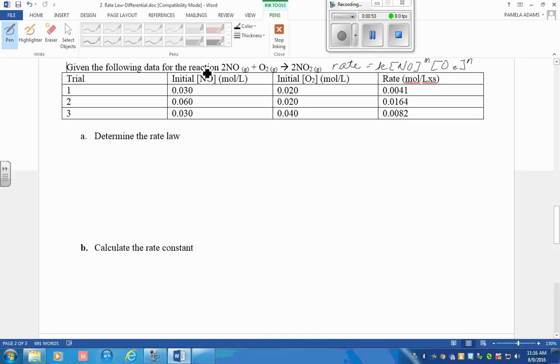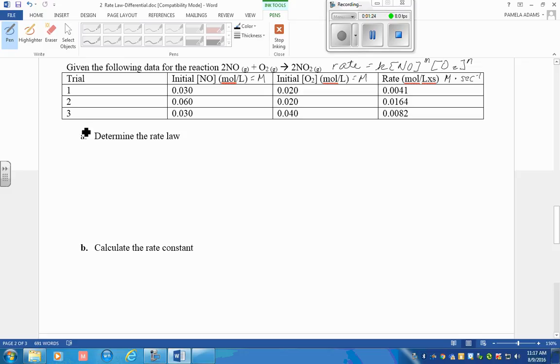Okay, we're going to look a little more at our experiments. We will see that they've talked about the concentration in moles per liter, which is code for molarity. Another way to write the rate units would be moles times second to the -1, and that's what we're accustomed to. So in order to determine the rate law, we need to find the orders of NO and O2.